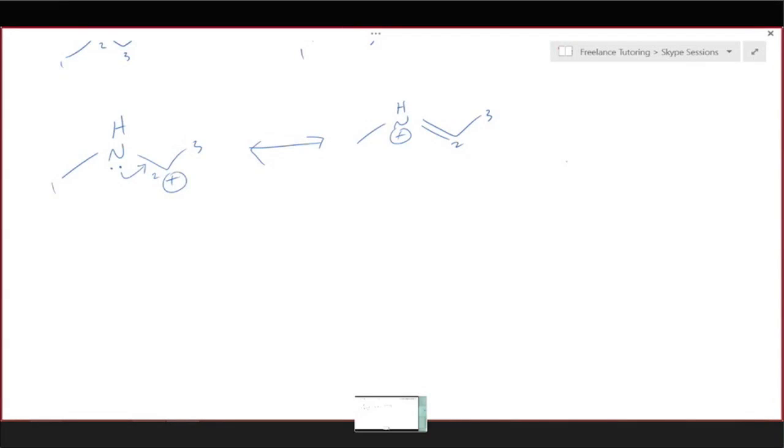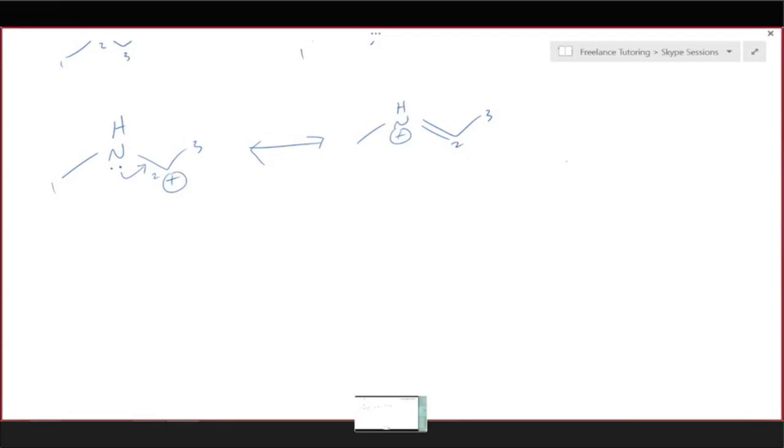So in a way, you might think the resonance was a little bit unnecessary here, because we got the same prediction in both cases. But here's where it comes in handy. What is carbon-2? What type? Let's look at the left-hand structure. Carbon-2 is a carbocation. Is it a primary, secondary, or tertiary carbocation?